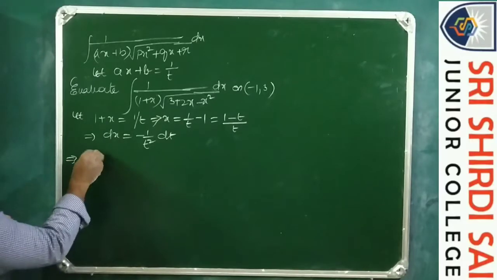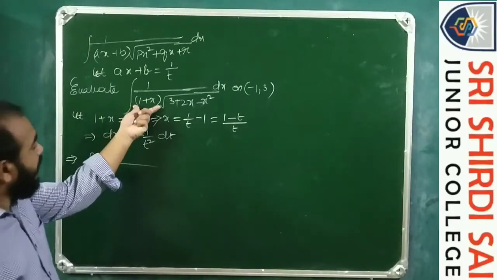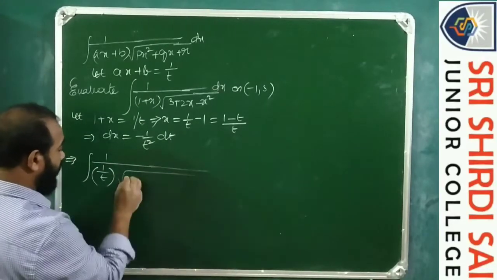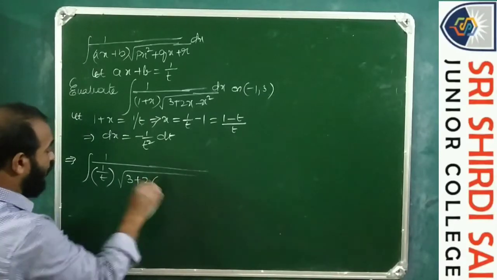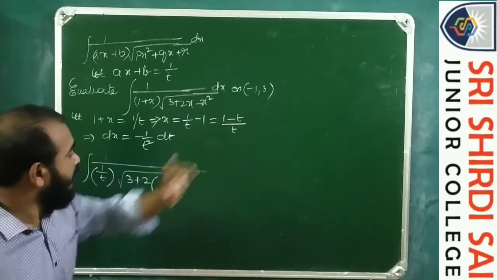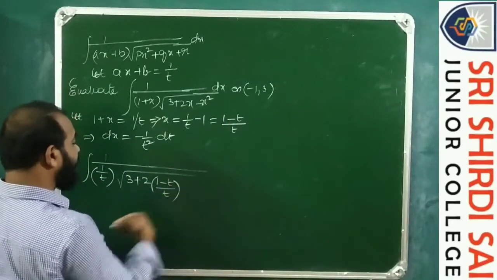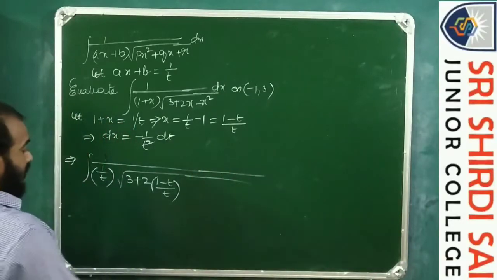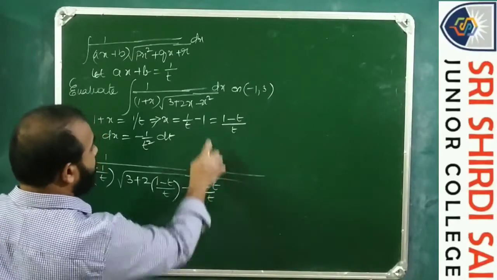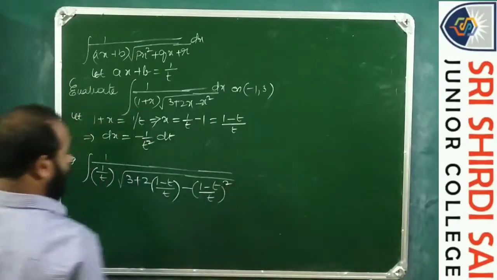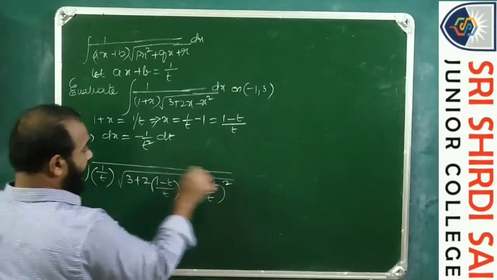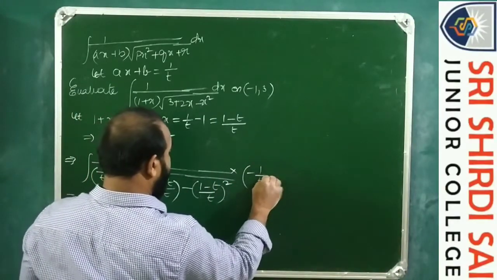So this implies 1 by, in the place of 1 plus x, substitute 1 by t, into square root of 3 plus 2 into, in the place of x, substitute (1 minus t) by t, minus x square, which is ((1 minus t) by t) whole square. And dx is equal to minus 1 by t square dt.